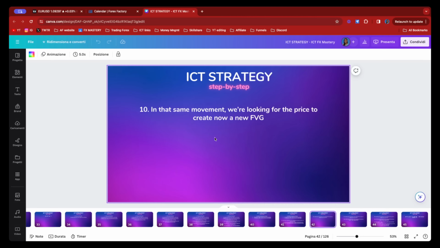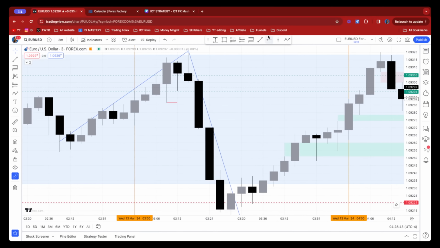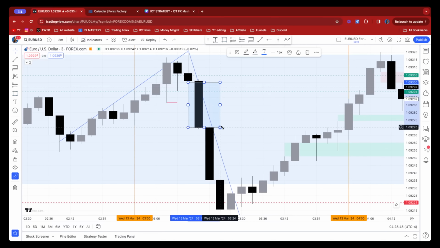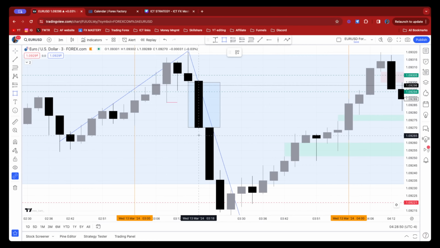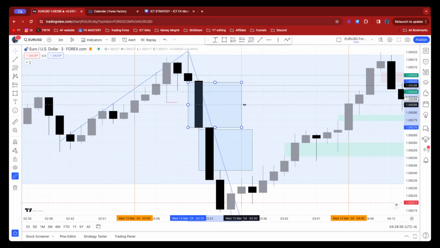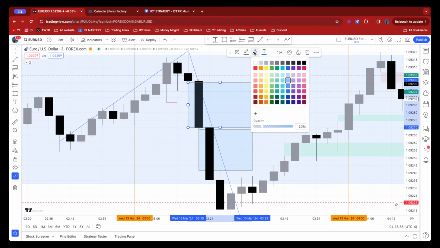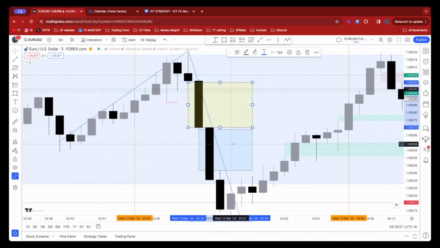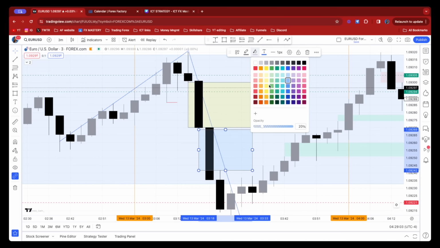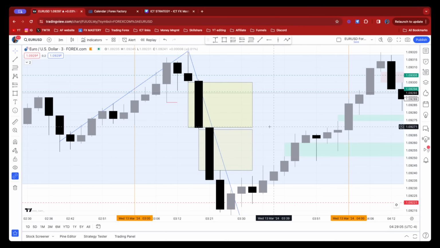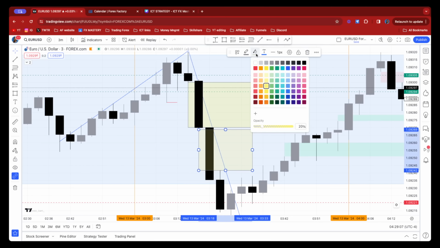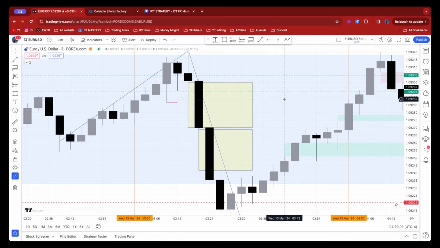Then we want to see point number 10. We're looking for the price to create a fair value gap. And guys, plenty of fair value gaps. We have one here. We have another one here. So we have a couple of fair value gaps here. Forgive me, everything is blue on blue. I'm going to make it maybe yellow so that you can see it a little bit better. So these are the fair value gaps on the 3 minutes time frame, which is perfect.